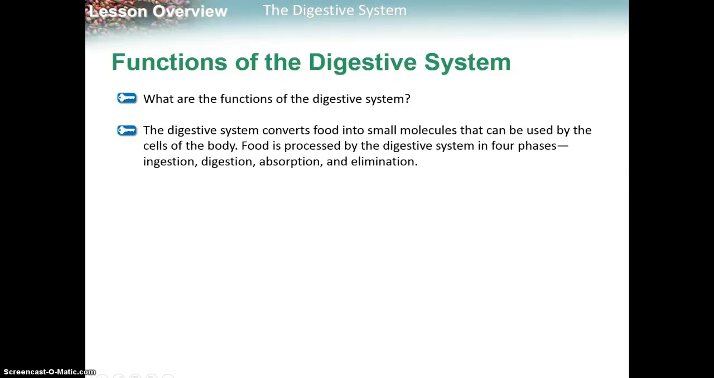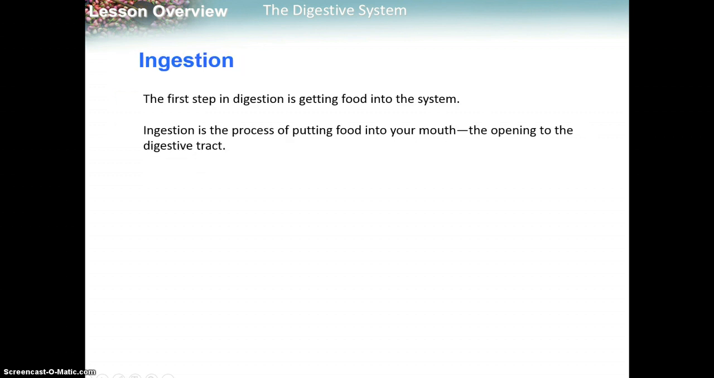So you probably have a pretty good knowledge of how the digestive system works since you do this every day. But we're going to cover some of the basic functions that the digestive system does. So we're going to first talk about ingestion, then digestion, absorption, and elimination.